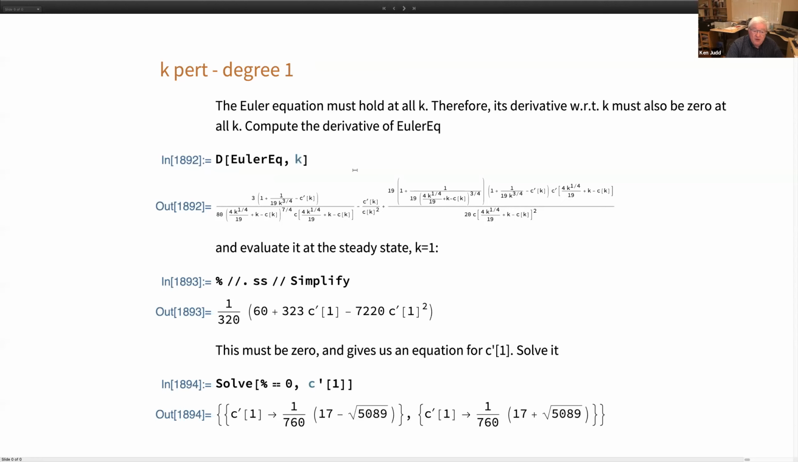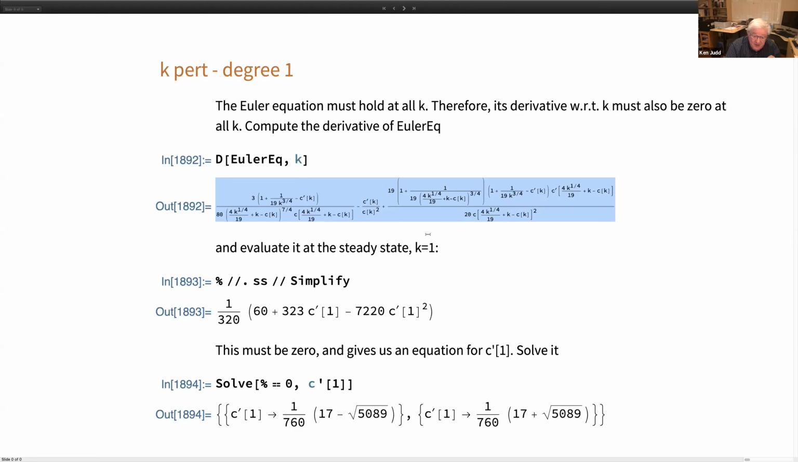Now, what am I going to do? This Euler equation must hold for all capital stock. Therefore, its derivative with respect to K must also be true at all values of K. Okay? If the Euler equation is true for all K, then I take a derivative and its derivative has to be true for all K. So now we have this lovely equation. Oh, that's nice. This stuff gets really ugly if you actually look at what's going on.